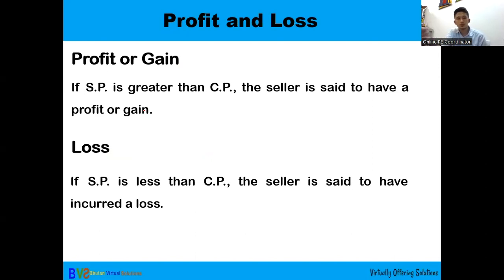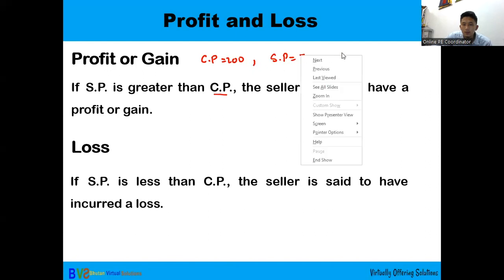In a question, given the selling price and the cost price, you will be asked to find the profit or the loss percentage. You gain a profit if the selling price is greater than the cost price. For example, if the cost price is 200 and you are selling it at 500.